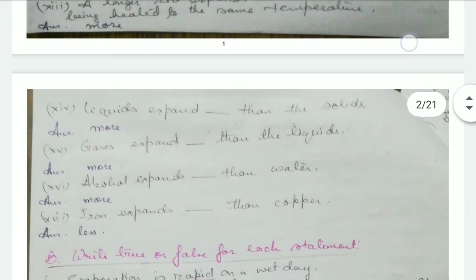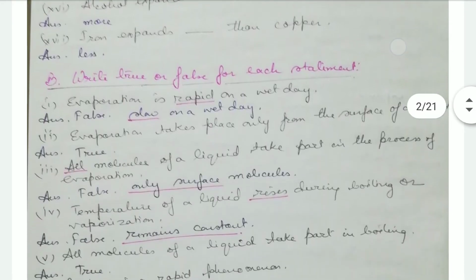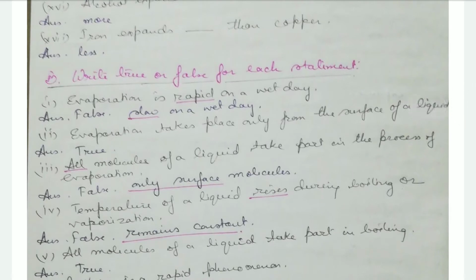A longer rod expands more than the shorter rod on being heated to the same temperature. Liquids expand more than the solids. Gases expand more than the liquids. Alcohol expands more than water because alcohol is a liquid, okay? And iron expands less than copper, okay? Then write true and false for each statement.